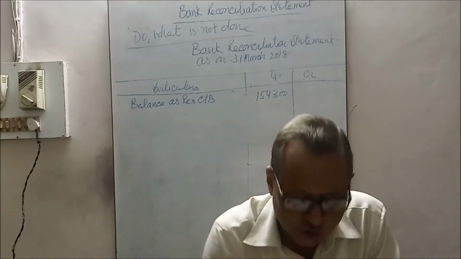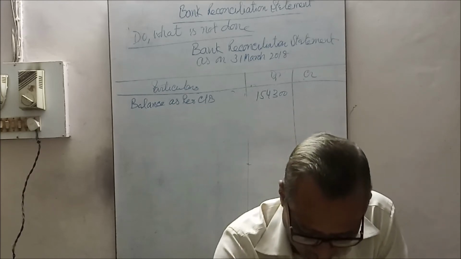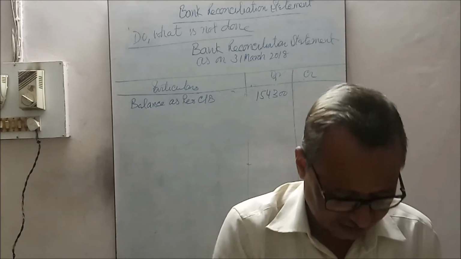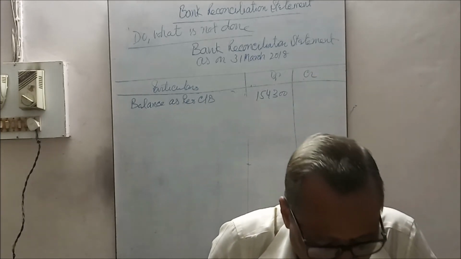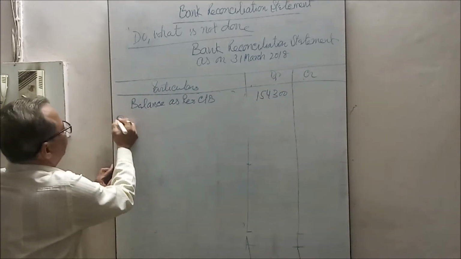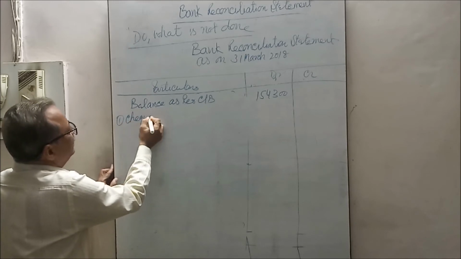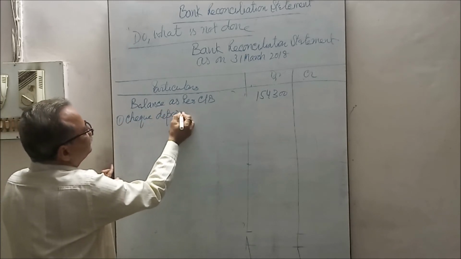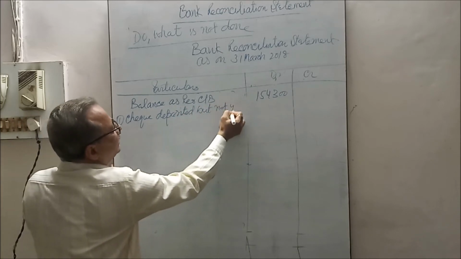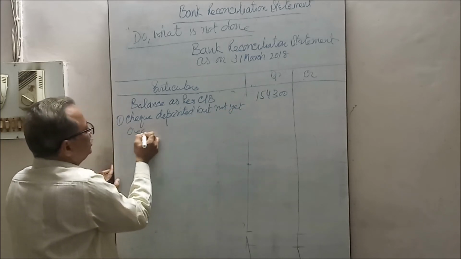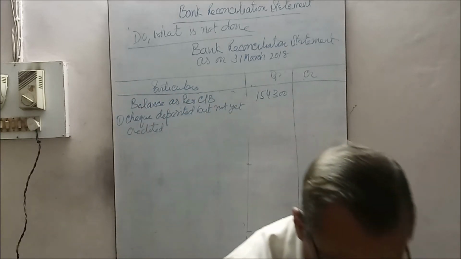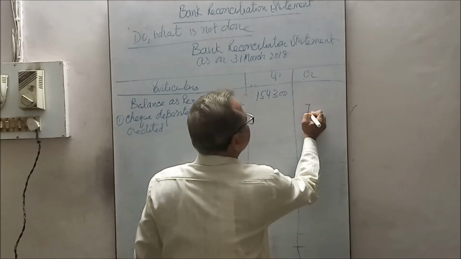However, the bank statement showed a different balance as on that date. The following are the reasons for the differences. Number 1: checks deposited but not yet credited by the bank. What is not done? Not credited. So what to do? Credit it. And that amount is 75,450.